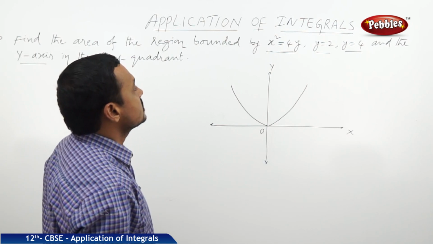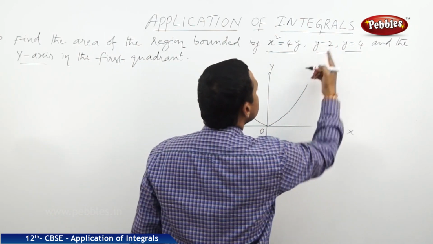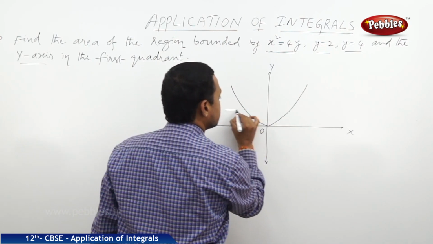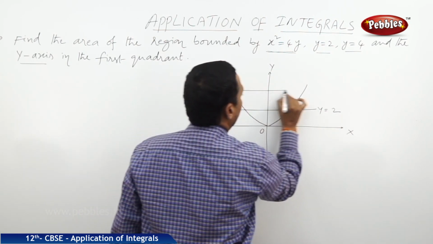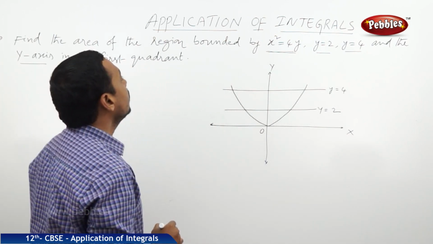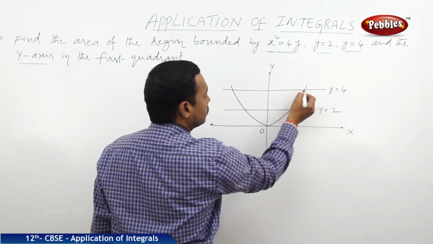Now it is the curve x square is equal to 4y and y is equal to 2. Now this is a straight line parallel to the x axis, like this. It is y is equal to 2 and y is equal to 4. Now this is another line.